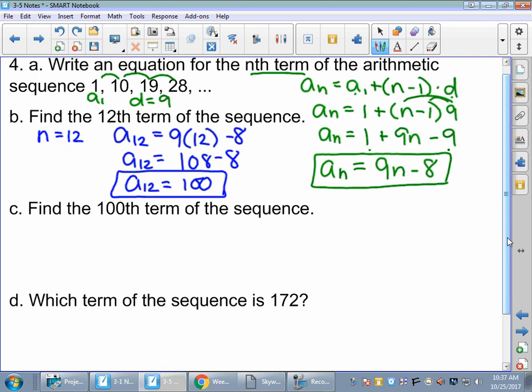11 more times, that would be the 12th term. I should be at 100 by the time I got there. If you want to check, we could use our calculator and just keep track on your calculator. The 12th number should be 100.